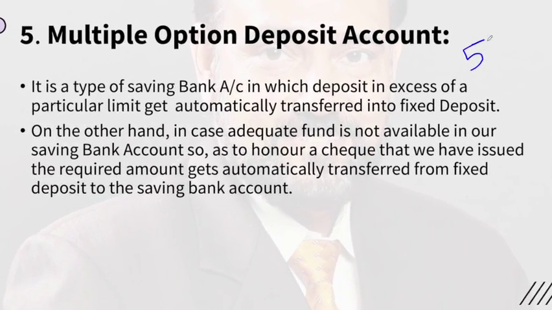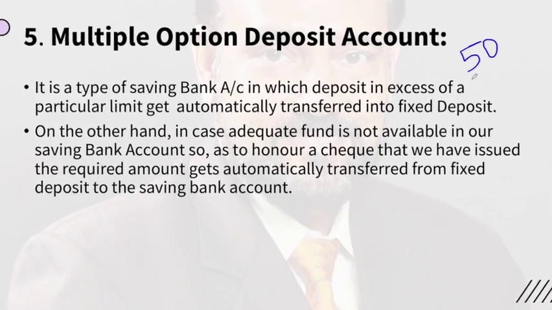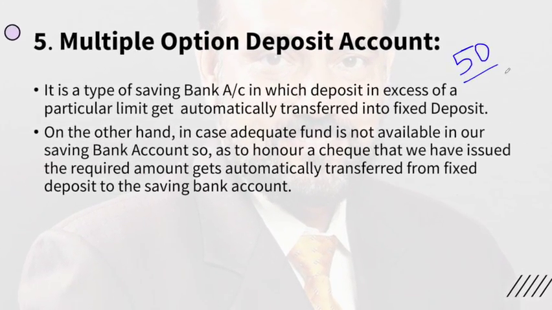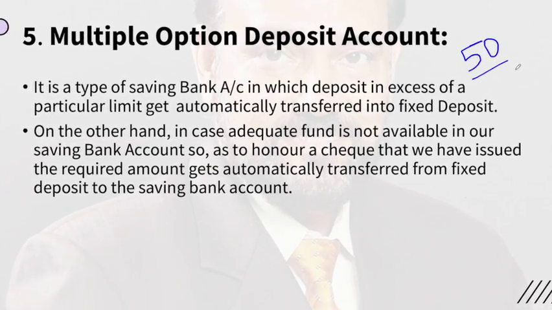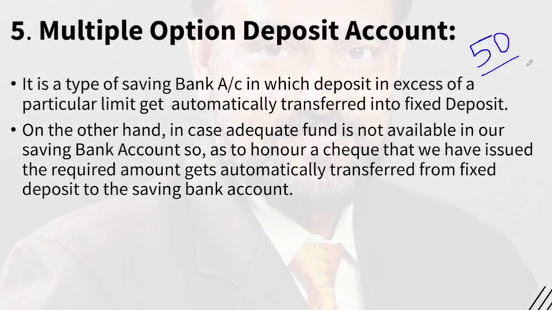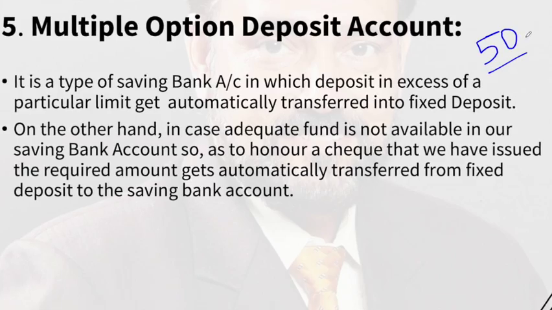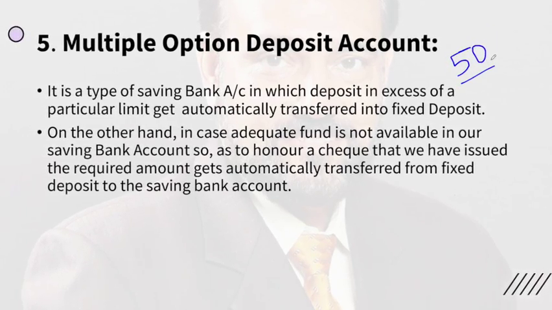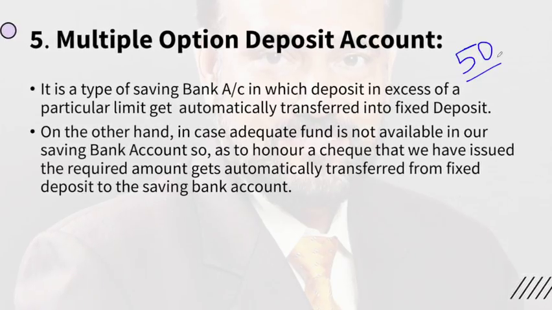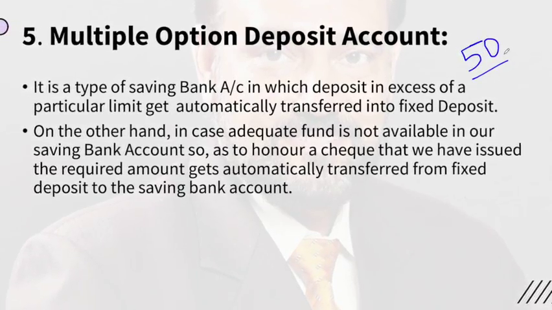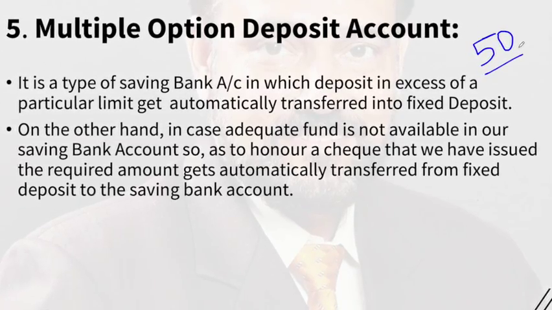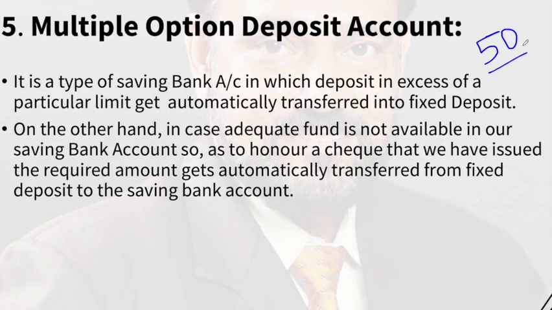So 50,000 is your limit. Now suppose you have deposited 70,000 rupees, or say 1 lakh rupees, into your account. The extra amount, whether it is 20,000 or 50,000, whatever is more than 50,000, would be automatically transferred to the fixed deposit.